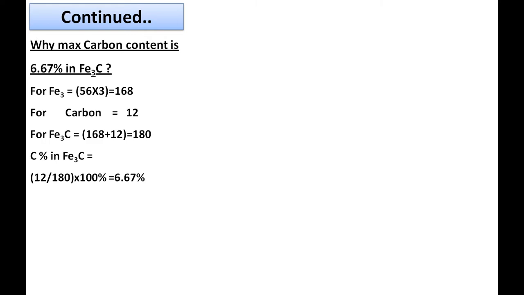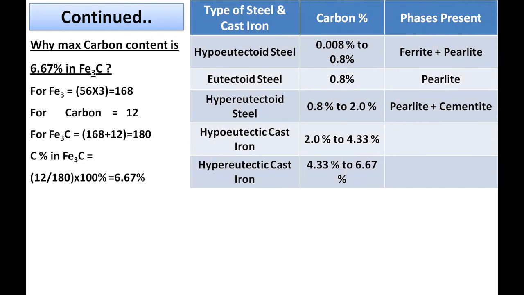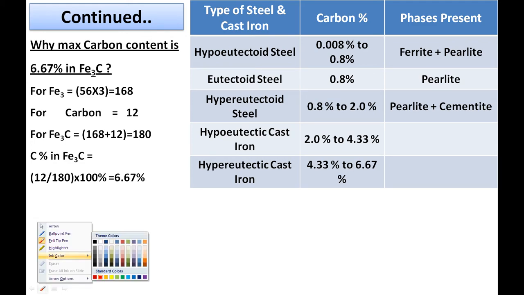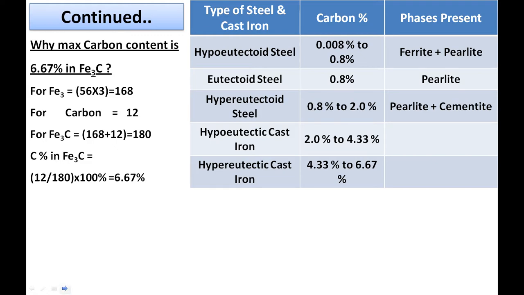For Fe3C, you can see the molecular weight is 180, and for carbon it is 12. This is a very simple calculation, which gives 6.67%. Okay, and here are the types of steel that I have already told you about: hypoeutectoid steel, eutectoid steel, and hypereutectoid steel.